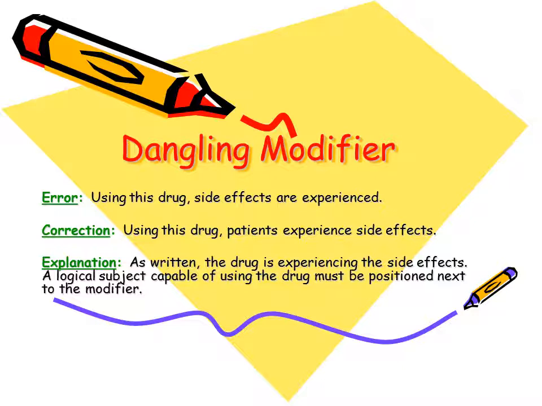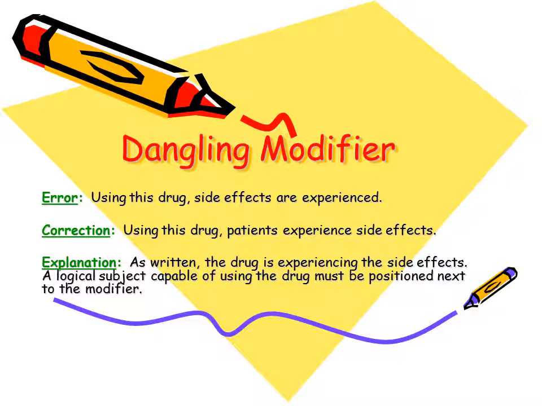Now be careful with this one. This is tricky, and I'll give you a little hint. One of the questions on the final exam uses this. So look at this again. Using this drug, who's experiencing the side effects? The side effects are experiencing the side effects. That's not logical. So let's revise it. Using this drug, comma, patients experience side effects.